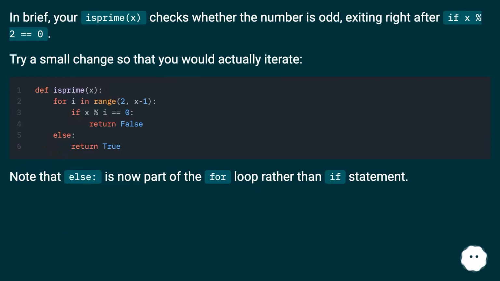In brief, your isPrime(x) checks whether the number is odd, exiting right after if x%2 is equal to 0. Try a small change so that you would actually iterate. Note that the else clause is now part of the for loop rather than the if statement.